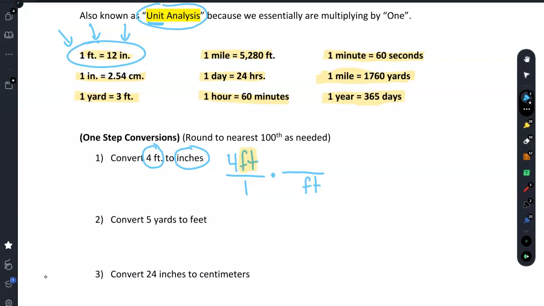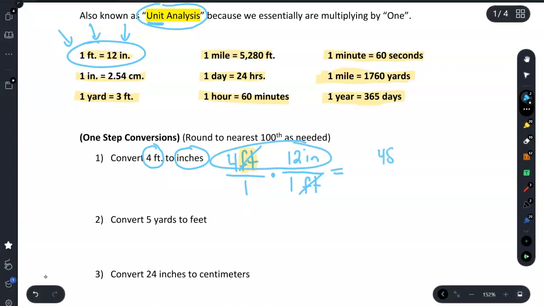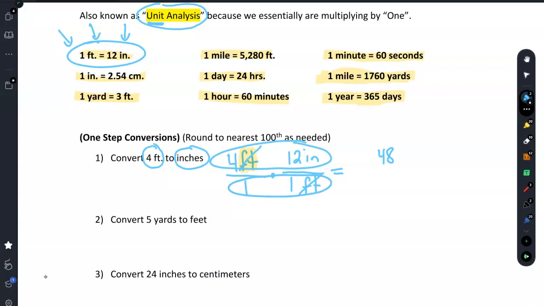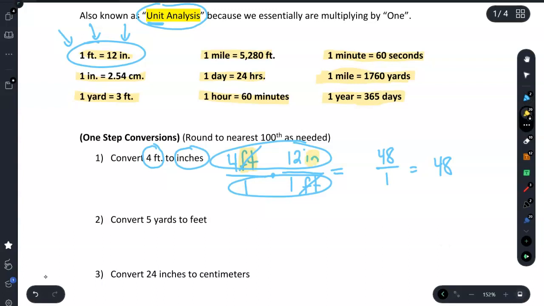But now I have one that says 1 foot is equal to 12 inches. So now the feet that I have on top of the fraction will cancel with the feet that I have on the bottom of the fraction. And then I just multiply across the top. I have 4 times 12, that gives me 48. I multiply across the bottom, 1 times 1 gives me 1. This is 48, and if we look and see what unit of measure we have remaining that did not cancel out, that would be 48 inches.